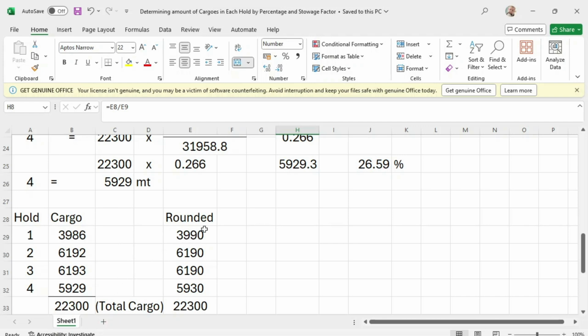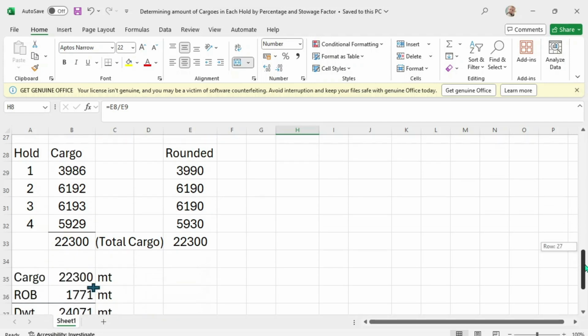Sum of it all, you get 22,300. If you round up, from 3986 I will put it like 3990, and from 6192 I put it to 6190. Number 3 is 6193, I put it 6190. And number 4 is 5929, I put it 5930. Total of 22,300. Run-off is much better this way for your easy calculation. Okay, so that is usually practice on board the vessel.